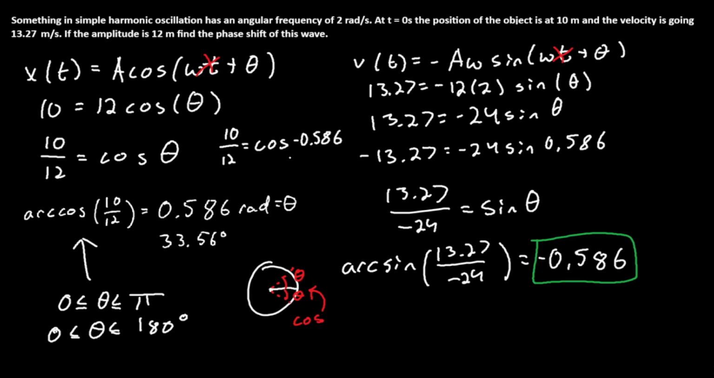get 10 over 12. And if you plug negative 0.586 into your sine value, you will get 13.27 divided by negative 24. You will get negative 0.553. So the true right answer, the true theta value, or the phase shift, that works for both your position function and your velocity function is negative 0.586.